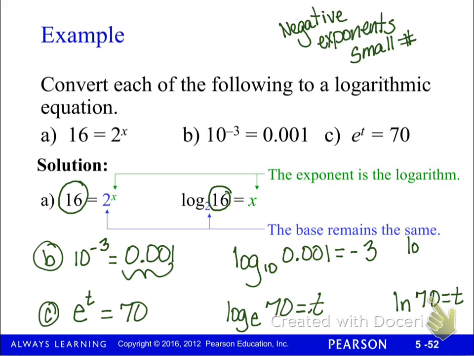If there is no number written as your base, so if you just have log of 1,000th equals negative 3, the 10 is the base that is used most often. So if you have just log, you don't have a base written down, the base that you're using is 10.